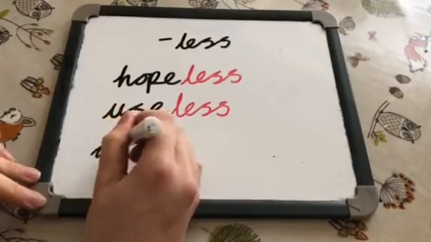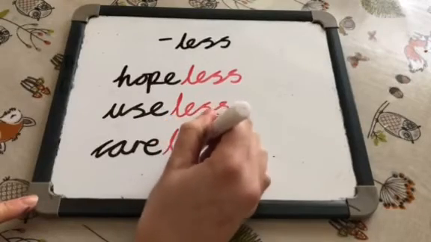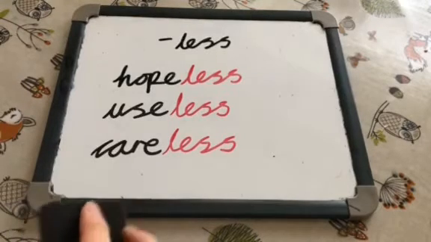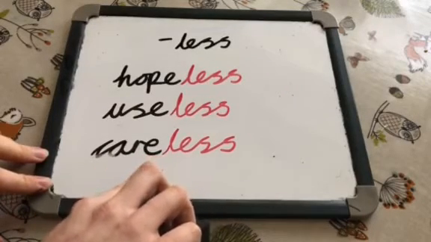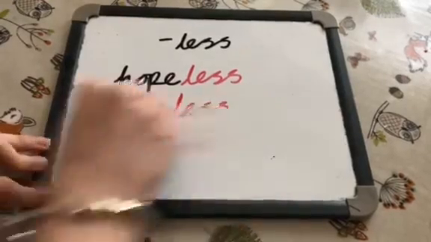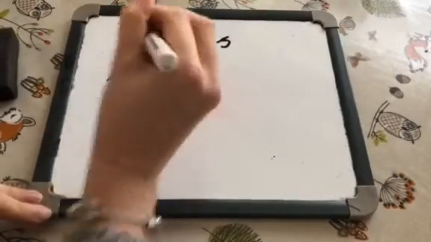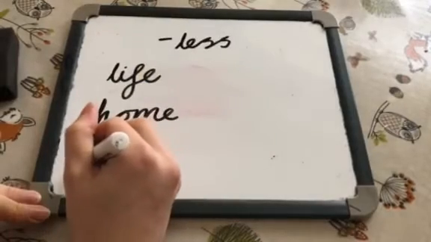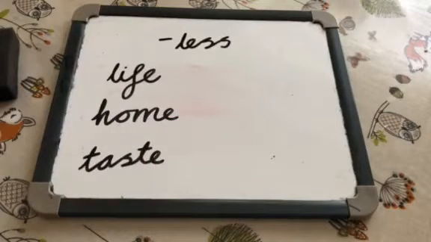Here's another one. Care to careless. She was being careless with the paper and so it tore. Careless. I just add my less suffix. Okay, so your turn now. Thinking about the rule, even though it ends with an E and it has a split digraph, I don't take away the E before I add my less suffix. Can you have a go at adding less to these root words? So life to lifeless, home to homeless, and taste to tasteless. Pause the video and have a go.